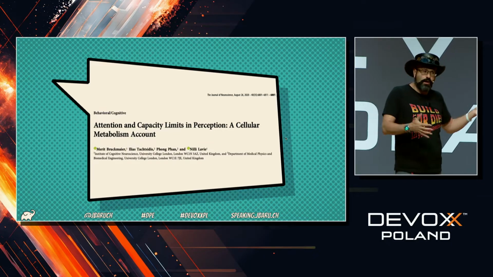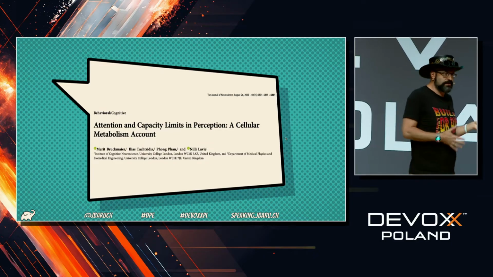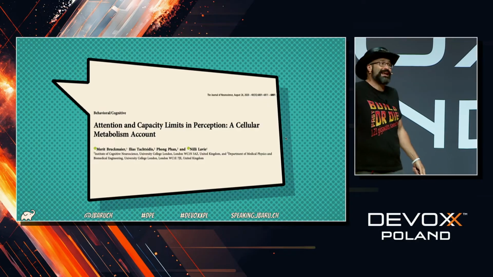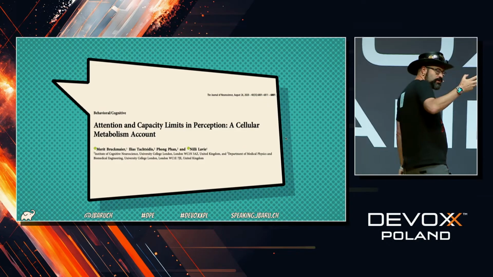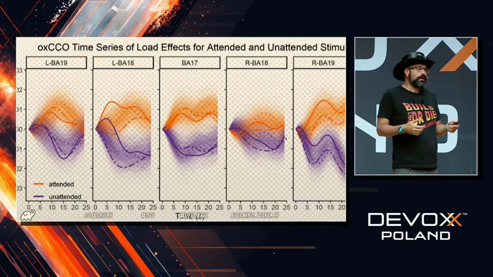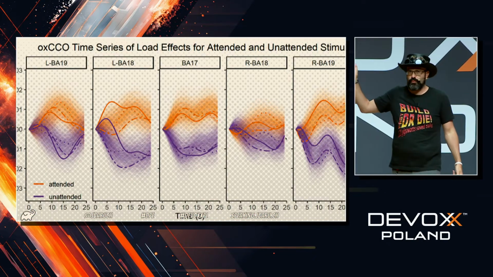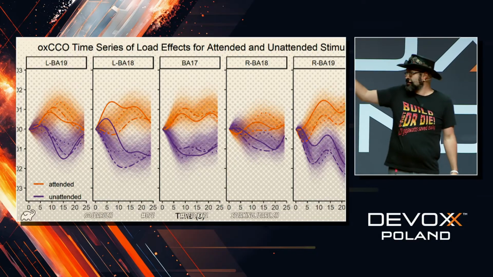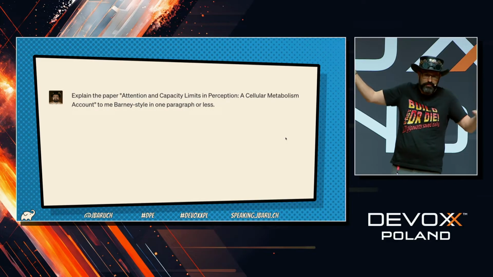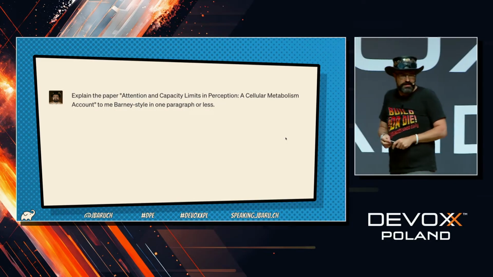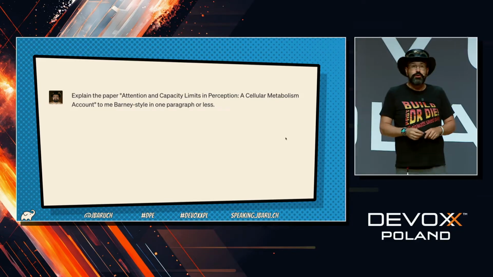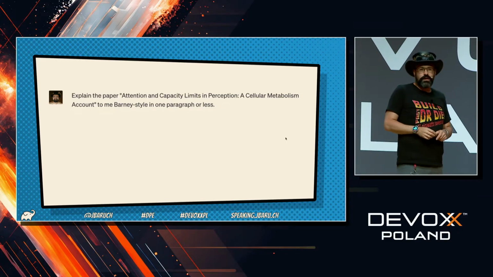But there are today actually studies that prove that this mental fuel exists as an essence. So, "Attention and Capacity Limits in Perception: A Cellular Metabolism Account." I have no idea what this study is about. It all looks like this, which obviously, you know, and then what we do, ChatGPT, explain to me the paper "Attention and Capacity Limits in Perception: A Cellular Metabolism Account" Barney style in one paragraph or less.